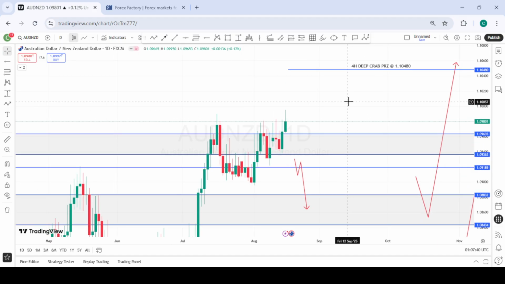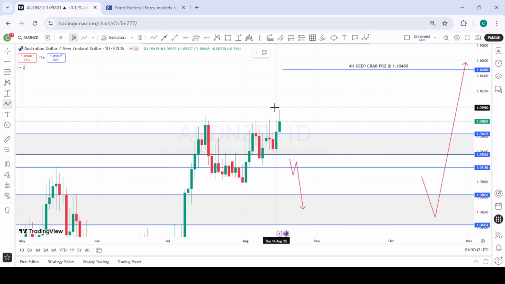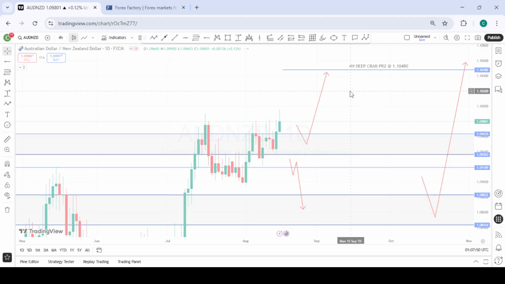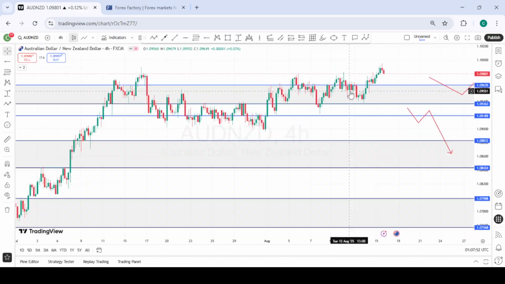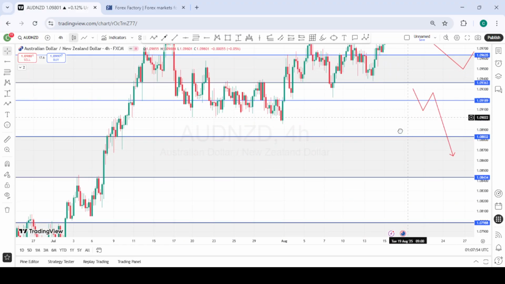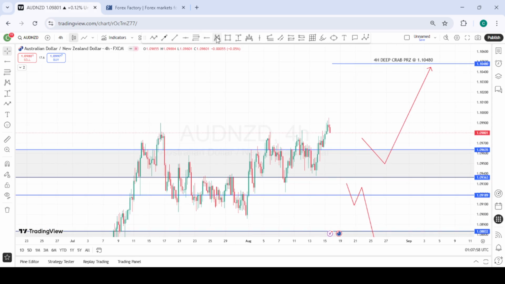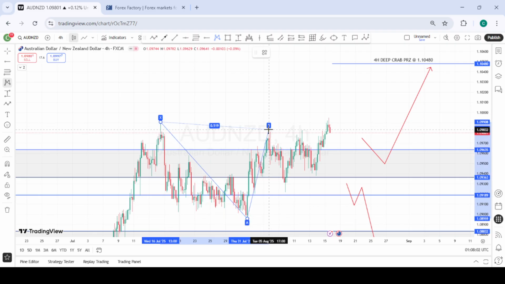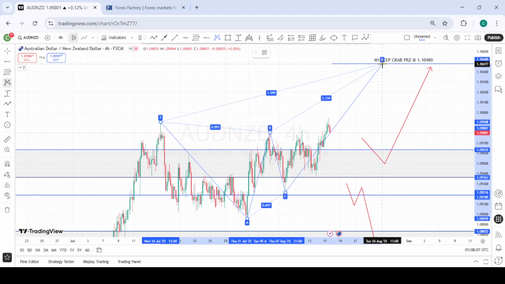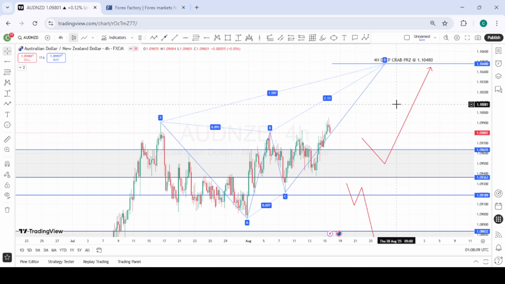So for the coming week, we'll be looking forward to a possible pullback to this area of interest, give us bullish confirmations, and we take buys to the upside. This is forming a potential 4-hour deep crab pattern. This is the pattern we are looking out for on AUDNZD. So these are B, our C leg, and we are looking for a possible D leg to the upside.